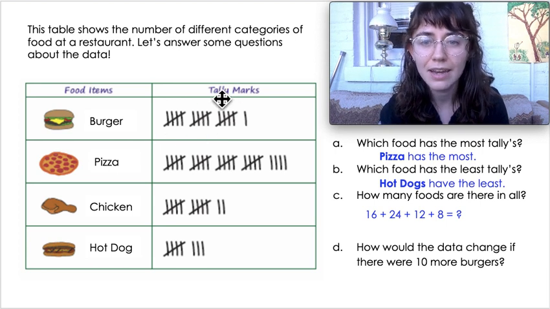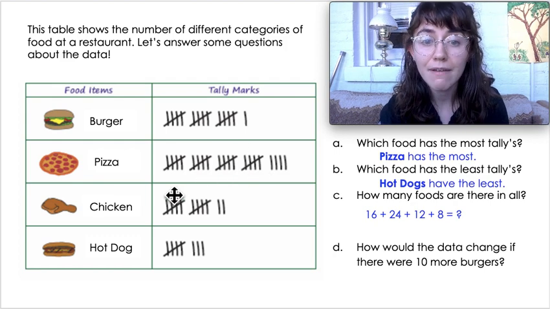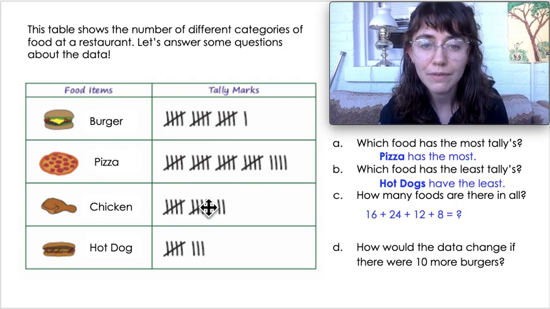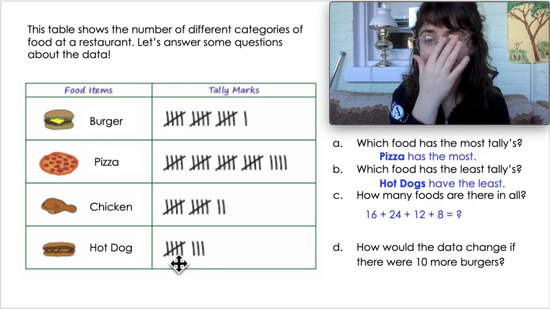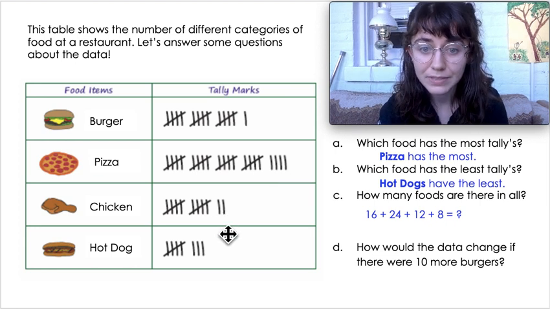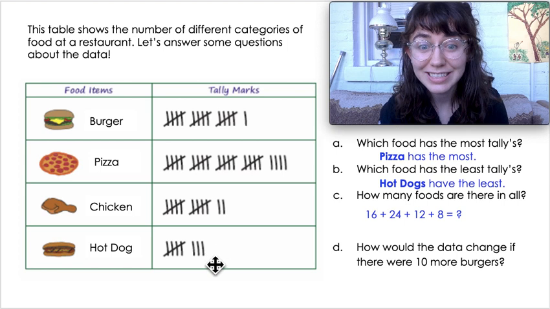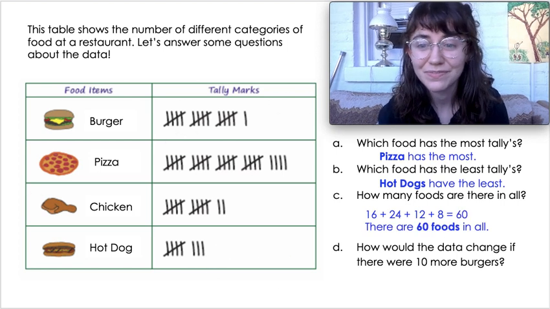5, 10, 15, 20, 25, 30, 35, 40, 45, 50. So I've got 50 in fives, and then 51, 52, 53, 54, 55, 56, 57, 58, 59, 60. So I've got 60 all together.